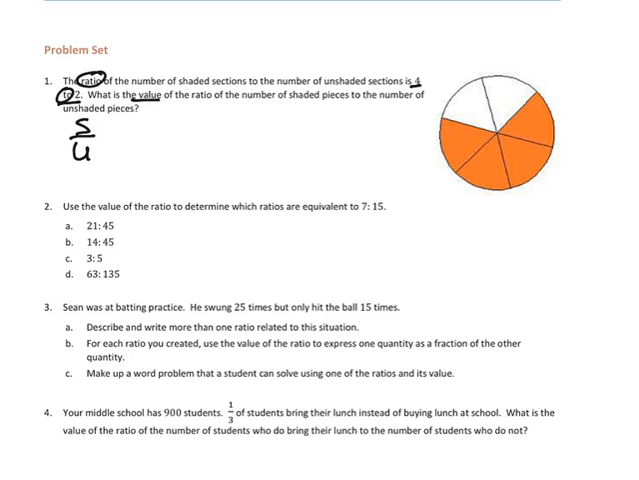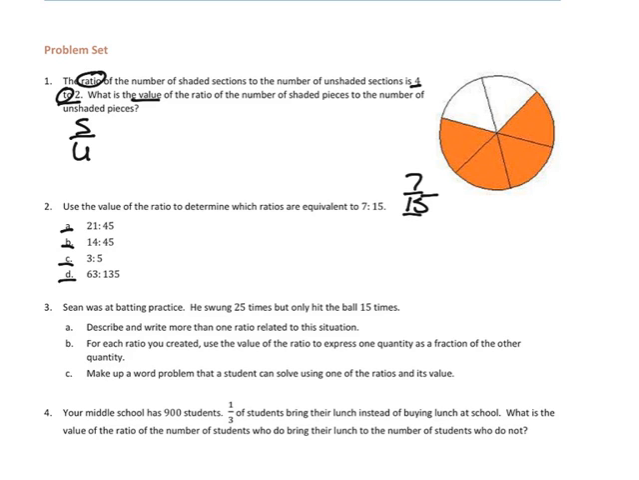Number 2 says, use the value of the ratio, which means you need to simplify it after you write it as a fraction, to determine which ratios are equivalent to 7 to 15. So the value they're giving you is 7 to 15, which is written as 7/15. So your job is to turn each one of these into a fraction, simplify it, and see if it equals 7 fifteenths.